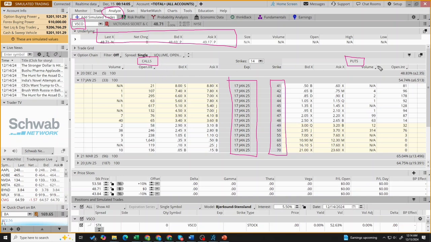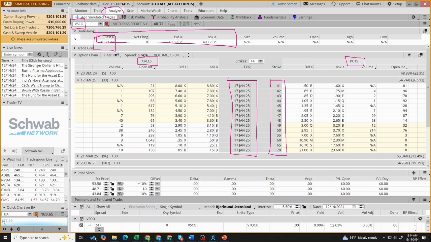So what's the key difference between stocks and options? Well, with the stock, you're buying shares. I'm buying a piece of the company. For $48.71, I can buy one share of VSCO. For $4,871, I can buy 100 shares of VSCO. That's it. It's one for one. That's buying a stock.